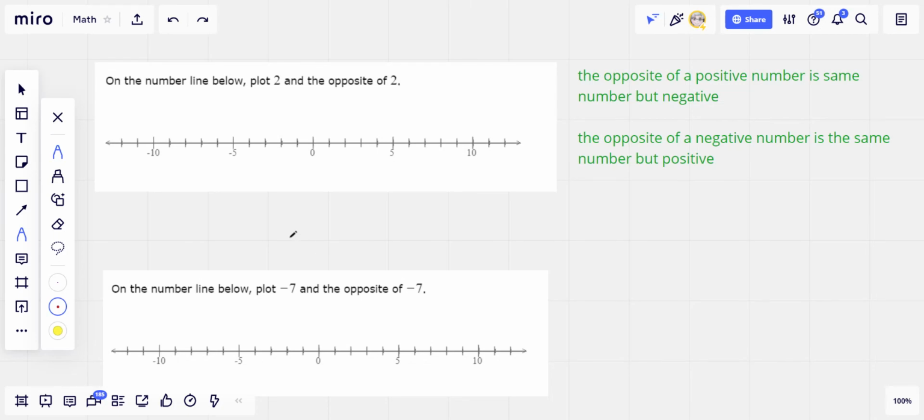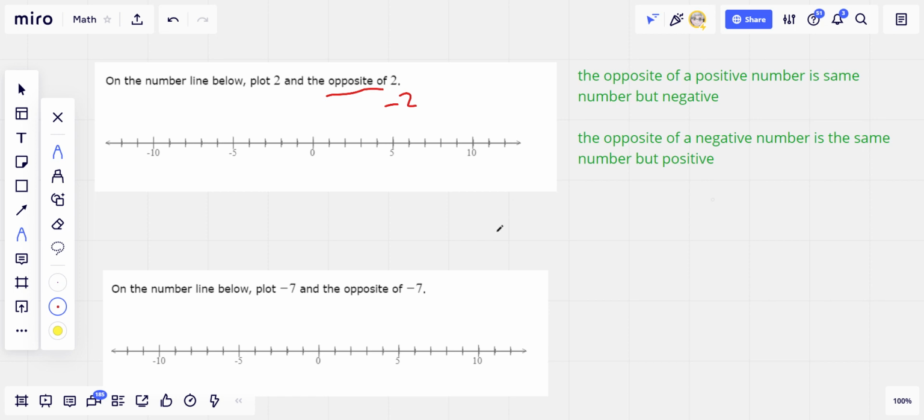In these problems, we're being asked to plot some numbers on the number line, and actually we're being asked to plot a number and its opposite. So you need to know what the opposite of a number is. If the number is positive, like 2 is positive, the opposite is just the negative version of that number. So it's the same number, but with a negative sign. If the number is negative to start with, then the opposite is the positive version of that number. So you're just switching the sign to get the opposite of a number.